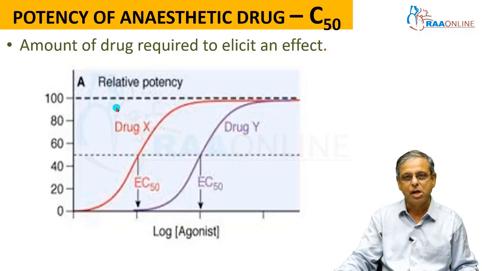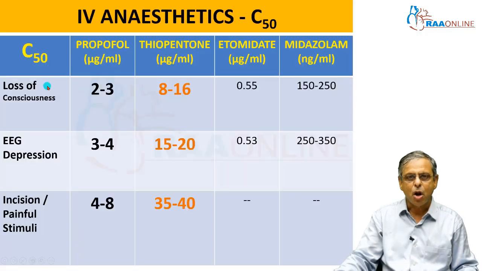C50 is defined as the amount of drug required to elicit an effect in 50% of the patients. Now IV anesthetics have different endpoints like loss of consciousness, EEG depression, lack of response to incision, and each of them has a different C50. Once again, taking propofol as an example, propofol C50 for loss of consciousness is about 2 to 3 microgram per ml.